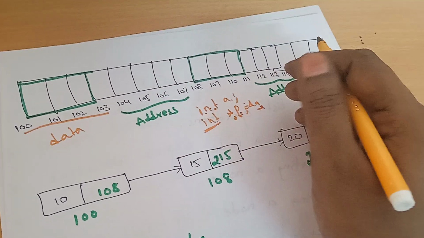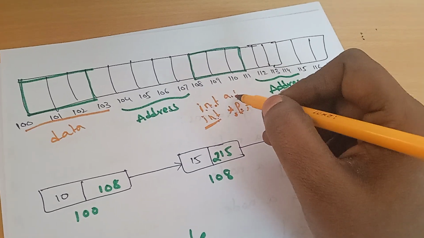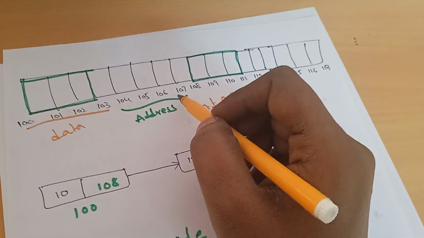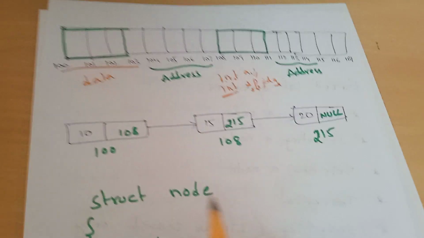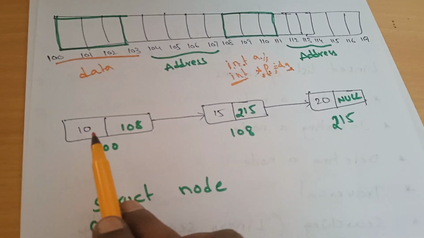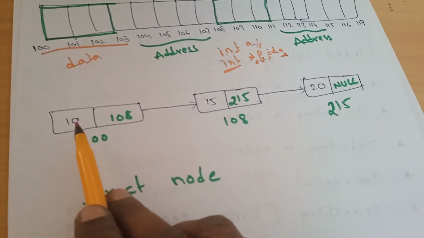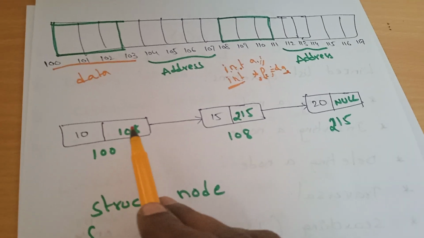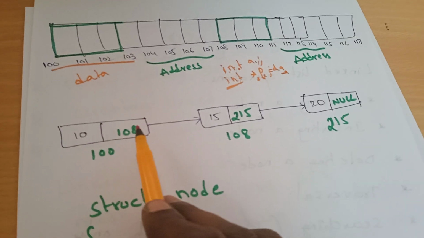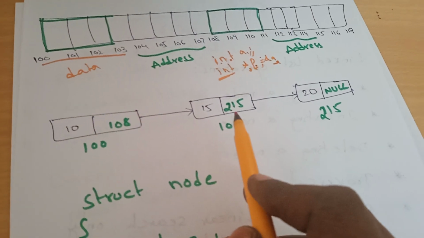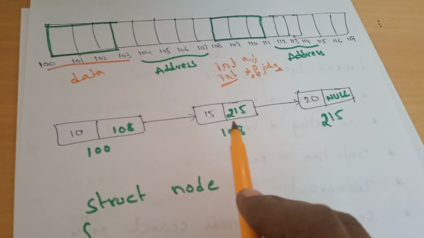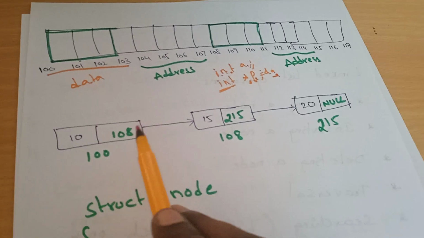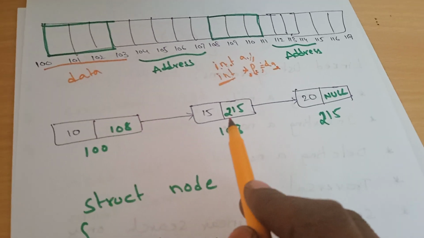So it takes 4 bytes of memory as it is an integer. Now look at this. 10 is my first data element. Now I left some 4 bytes, a 4-byte space to store the address of the next node. That is what a linked list is. A linked list will store the address of the next node.